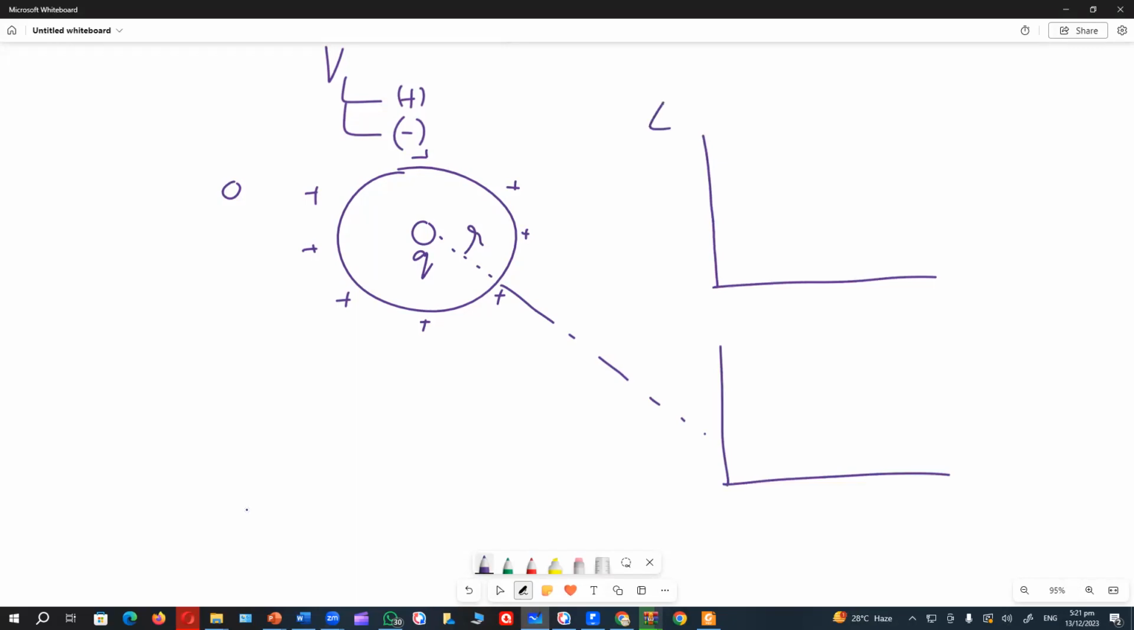One is electric field against the distance, and in this case the electric field is 0 in the center, and then it increases and then decreases. While the second graph is voltage against X, it first remains constant. This is a graph which has appeared in the paper many times.